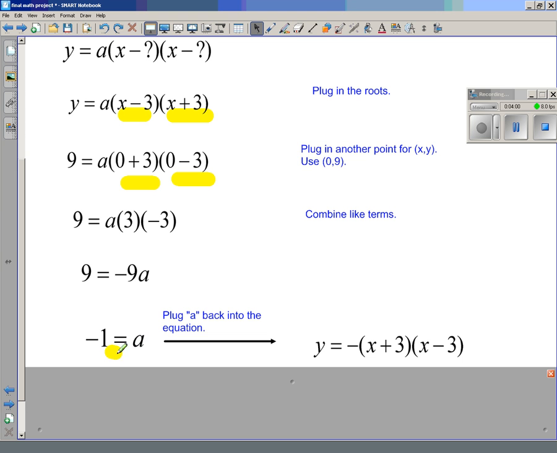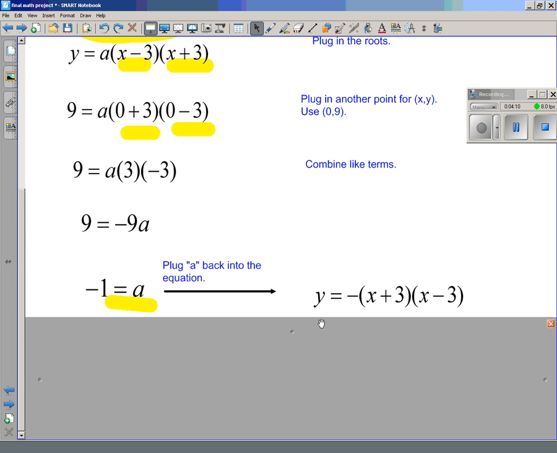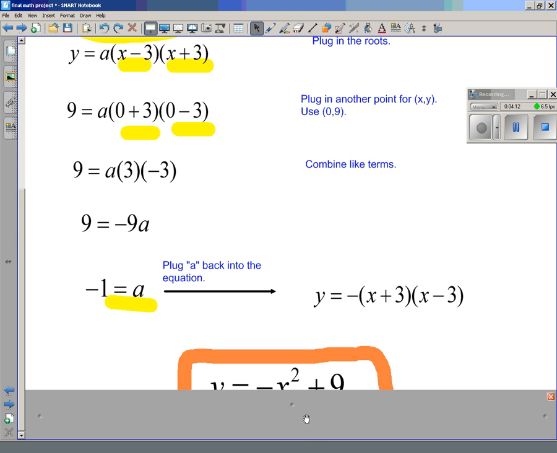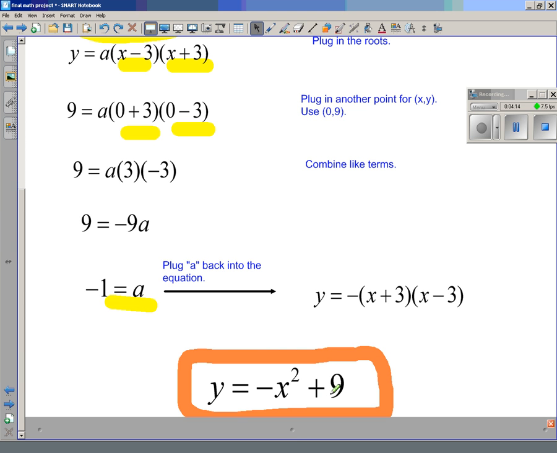Now you have to take this a and plug it back into the original equation, which is up here. When you plug that in, it's just negative 1. So y equals negative (x plus 3)(x minus 3). When you FOIL that out, you get y equals negative x squared plus 9 because the outer and inner terms cancel out.